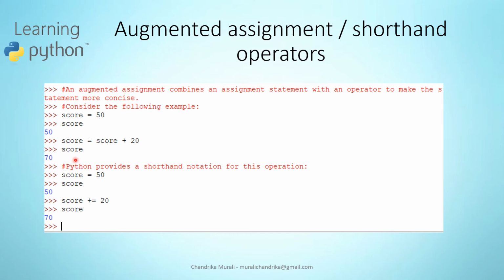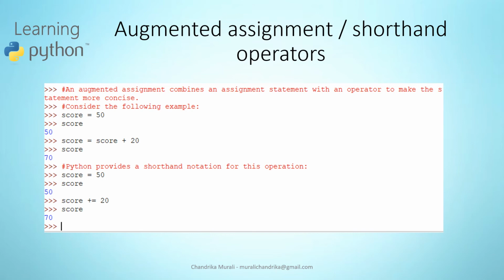So in Python, if you want to do the same thing, you can avoid typing the variable name more than once. That can be done by using the shorthand operator or augmented assignment operator. That is, this plus and equals can be combined together so that you avoid writing the variable name twice. As you can see here, score equals 50, then score plus equals 20. Plus equals is the shorthand notation. That is, score equals score plus 20 can be written as score plus equals 20.